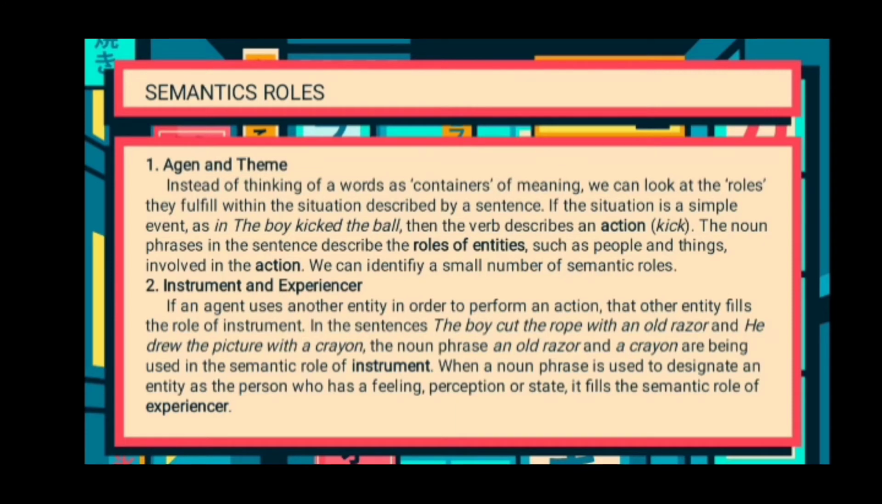Second, instrument and experiencer. If an agent uses another entity in order to perform an action, that other entity fills the role of instrument. In the sentences, the boy cut the rope with an old razor and he drew the picture with a crayon, the noun phrases, an old razor and a crayon, are being used in the semantic role of instrument. When a noun phrase is used to designate an entity as the person who has a feeling, perception, or state, it fills the semantic role of experiencer.